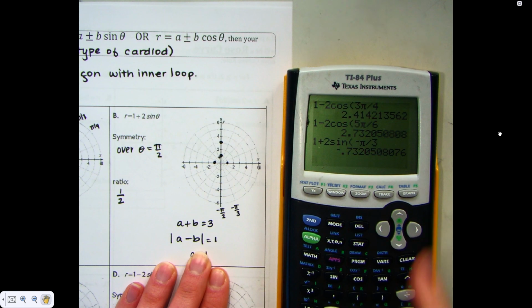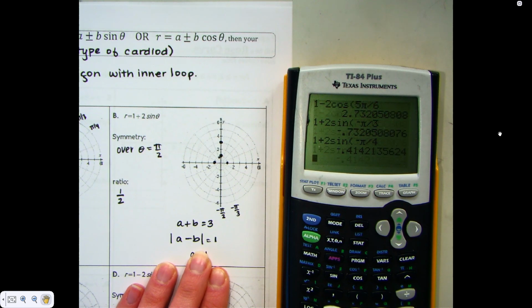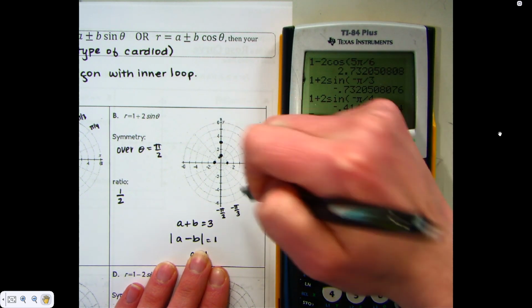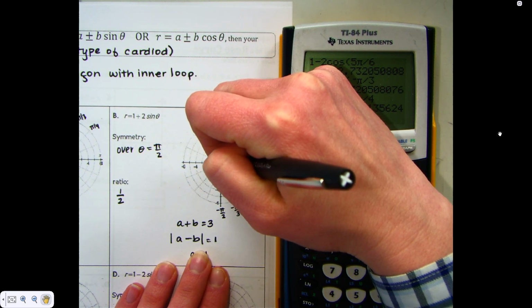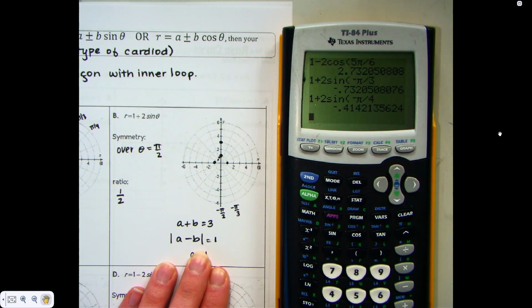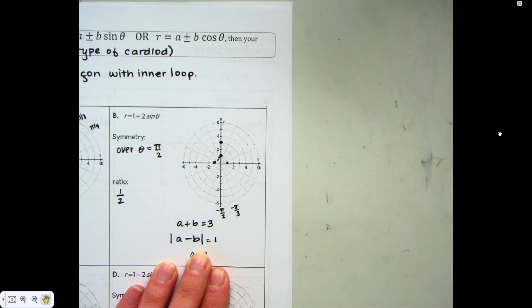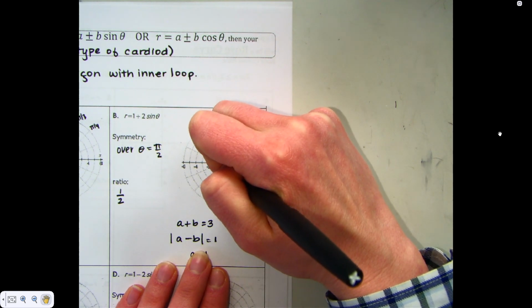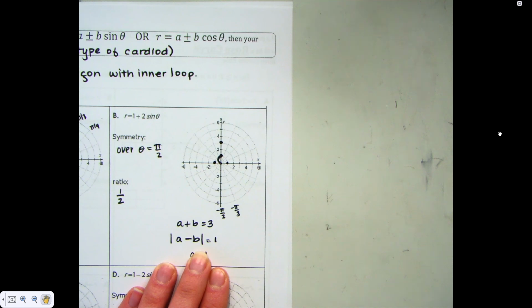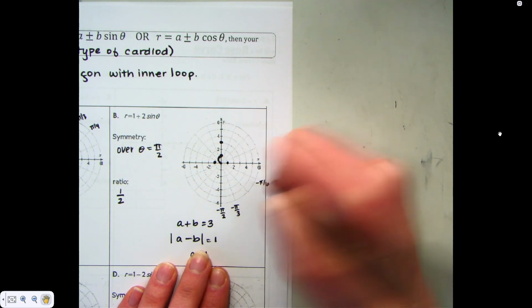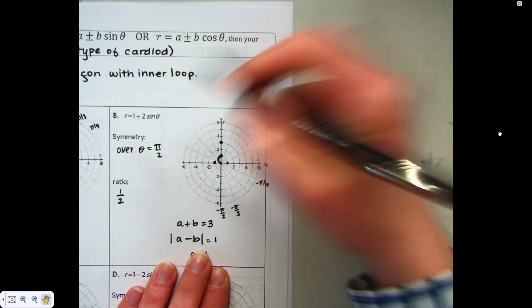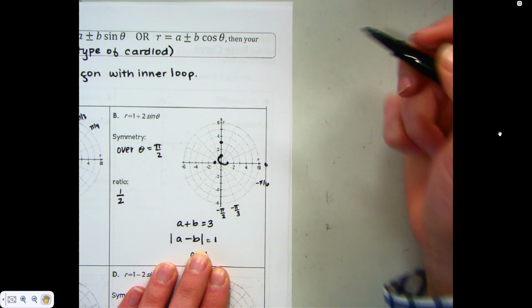Negative pi over 4. It's hard to keep everything on the screen here. Negative pi over 4, I'm going about negative 0.4. So I'm going towards negative pi over 4, but the opposite direction and only about halfway, a little less than half. And then if I do negative pi over 6, 1 plus 2 sine negative pi over 6, that's going to put me at 0. So that is what's creating my inner loop right here. We've already plotted at 0, right? At 0, that's what's sending me here to the 1.